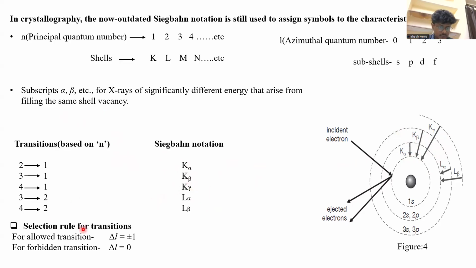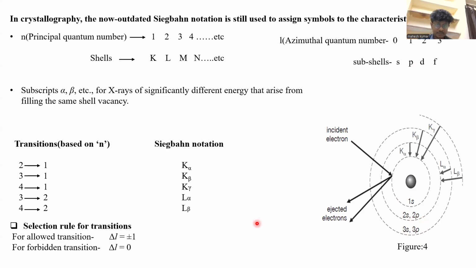And what are the selection rules for transition? For allowed transitions, delta L, the difference of azimuthal quantum number, must be equal to plus or minus 1. For forbidden transitions, delta L is equal to 0. Delta L equal to plus or minus 1 means transitions from S to P, P to D, D to F are possible. Only these transitions are possible. But S to S, P to P, D to D, meaning 3S to 2S, 3P to 2P, transitions are not possible. These are the forbidden transitions.